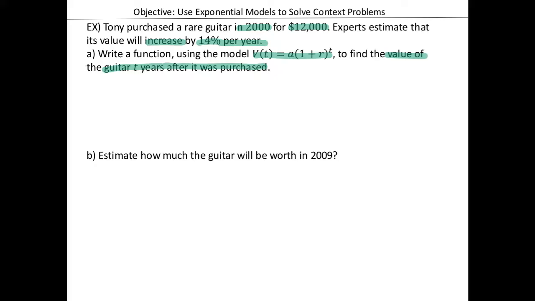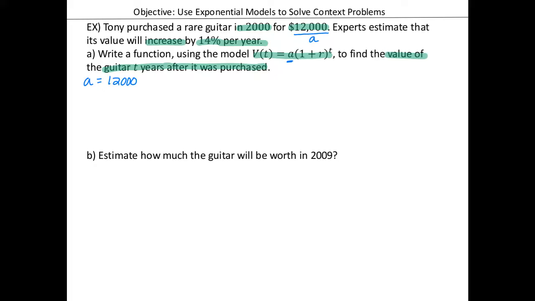So if we look at my context, what is my A value? What's the initial value of the guitar? How much did Tony pay for the guitar? 12,000. So this 12,000 is my A value. My A value is $12,000.